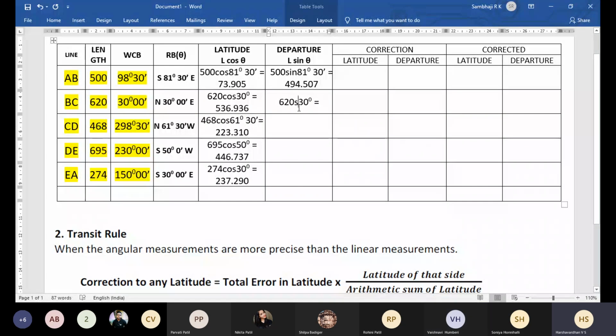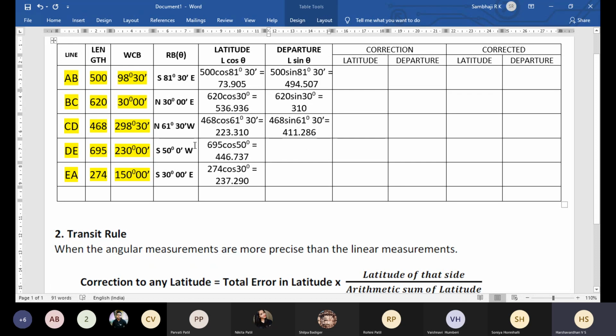310. Next length is 468 and theta is 61 degrees 30 minutes. 411.286.